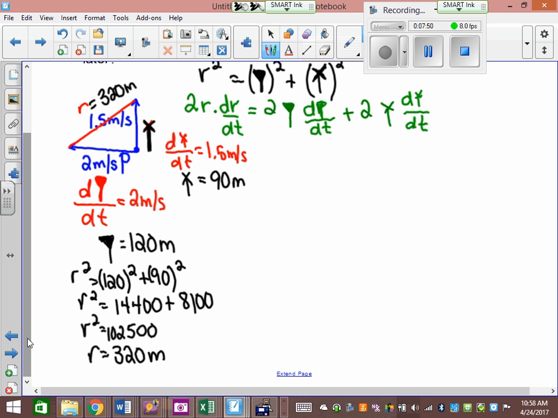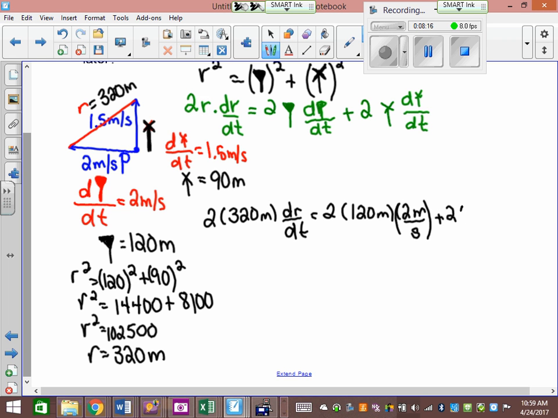So now we have everything but dr dt, so we can figure it out. So 2 times 320 meters dr dt equals 2 times 120 meters times 2 meters per second plus 2 times 90 meters times 1.5. Oh, someone lied to me. That's okay.